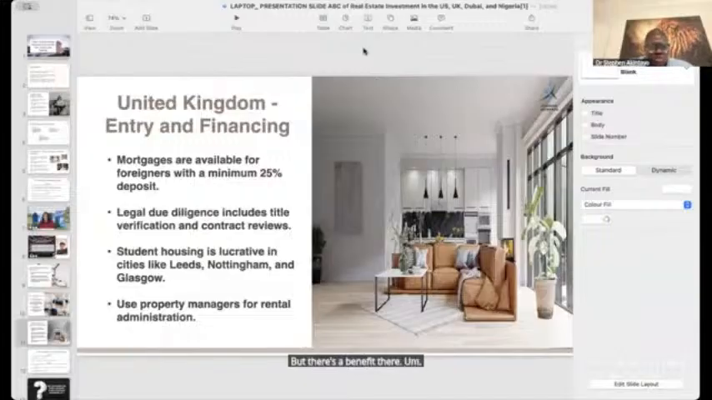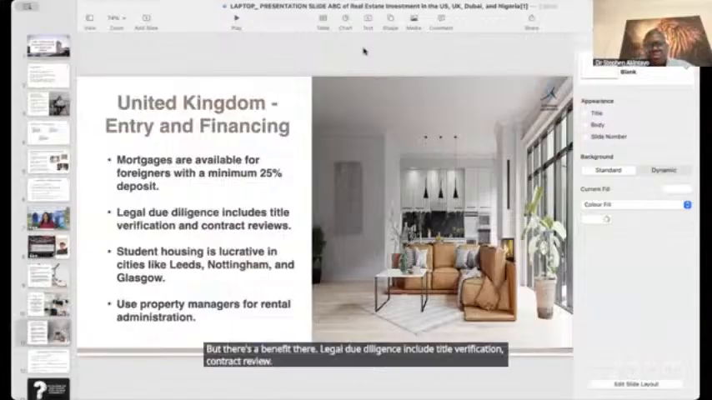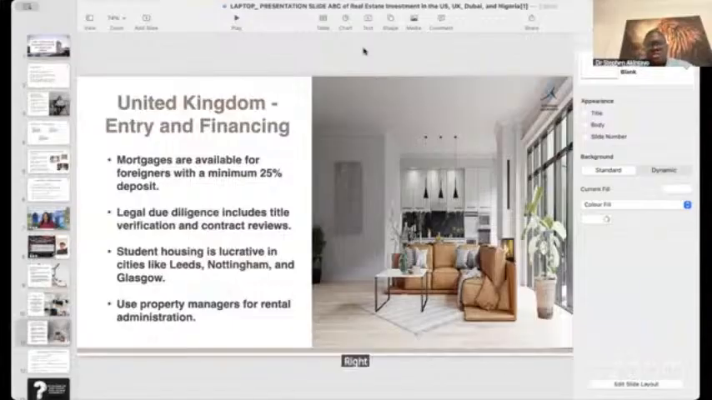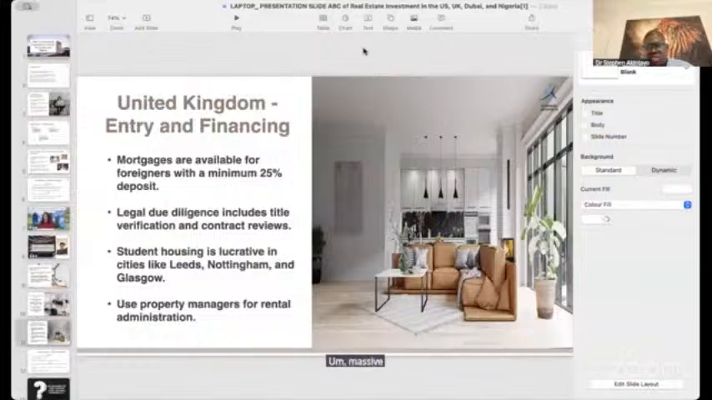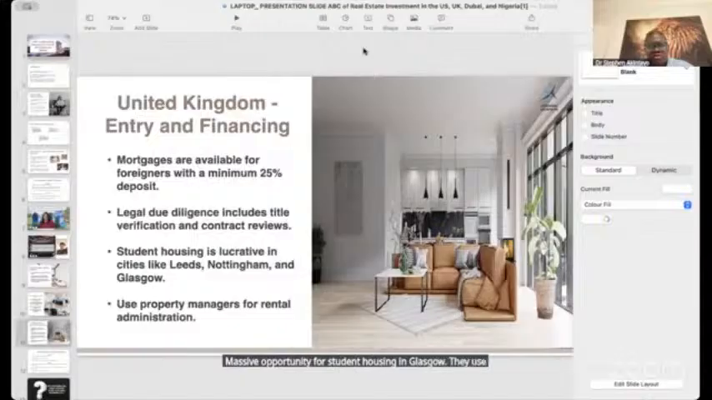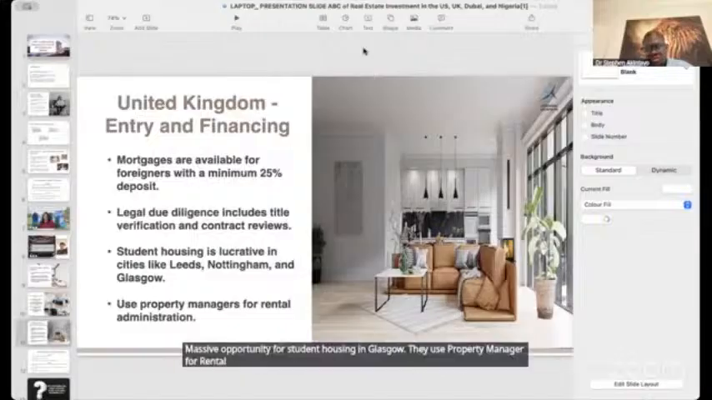Legal due diligence includes title verification and contract review, right? And then student housing is also very lucrative in cities like Leeds, Nottingham, Glasgow. There's a massive opportunity for student housing in Glasgow. Then use a property manager for rental administration.